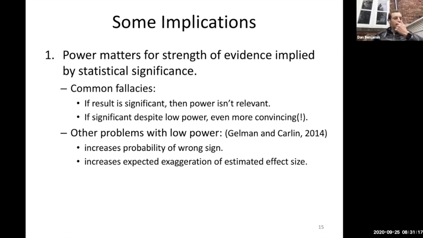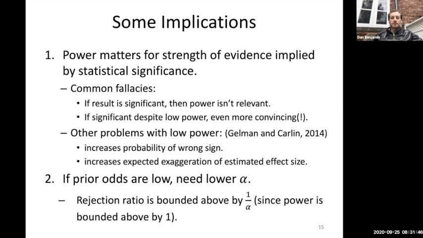Although I've been talking here about this null hypothesis paradigm, rejecting or not, the same kinds of issues carry over if you're interested in parameter estimation. There's a very nice paper I recommend by Gelman and Carlin that talks about that. And they show that if you have low power, that means you're more likely to get the wrong sign of your estimate, and you're more likely to exaggerate the effect size.